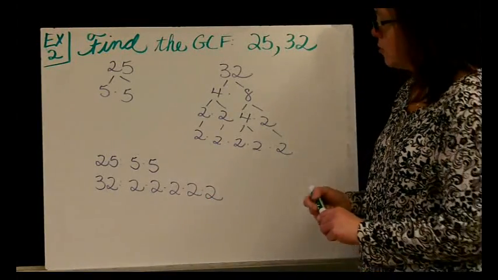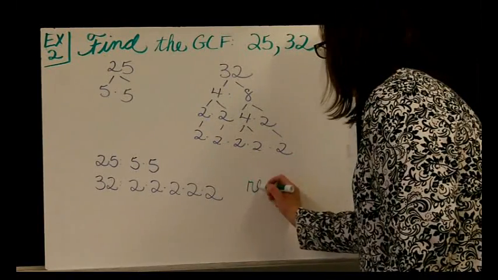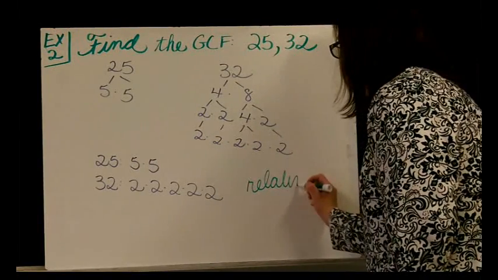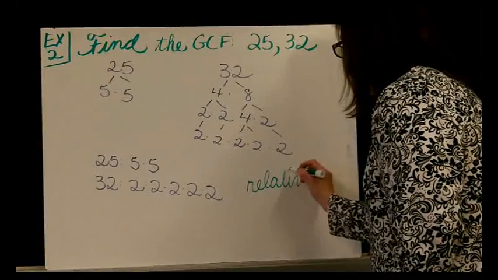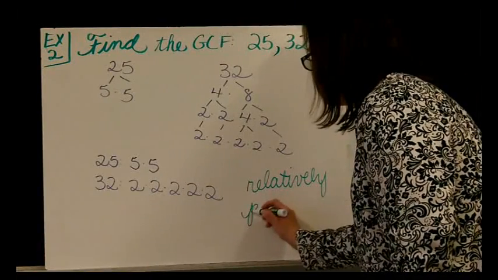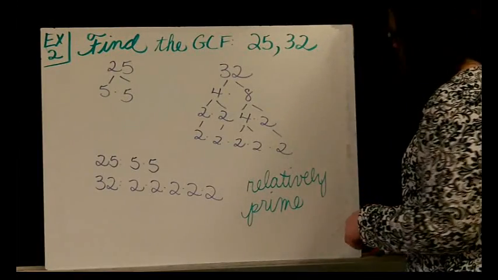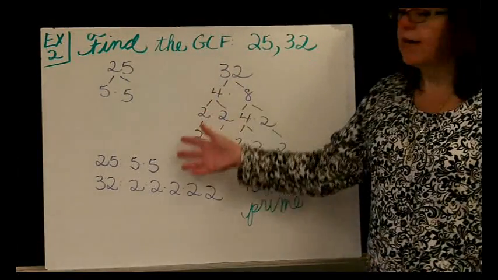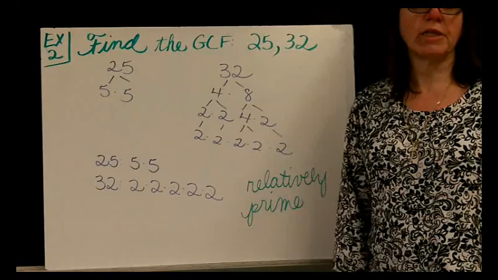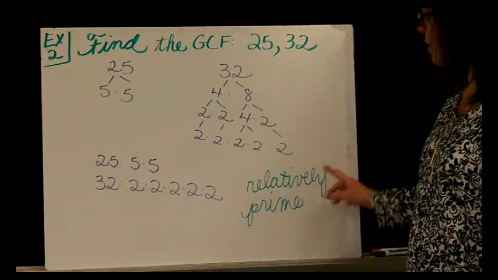So what we do is we call this relatively prime. These two numbers, even though they are not prime numbers themselves, in isolation, together, the only thing they have in common is that they're both divisible by the number 1. So we call them, again, relatively prime.